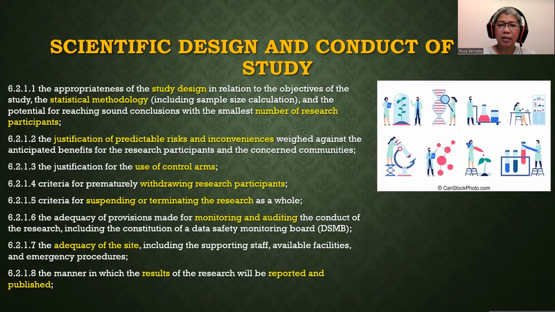Then, adequacy of the site, including the staff, facilities, and emergency procedures, for example, the number of beds in a hospital made available for the study, as opposed to the number of research participants. And not only the availability of supporting staff, but the credibility of the staff. Do they have the appropriate credibility to be part of the research staff? And then, the manner in which the results of the research will be reported and published.